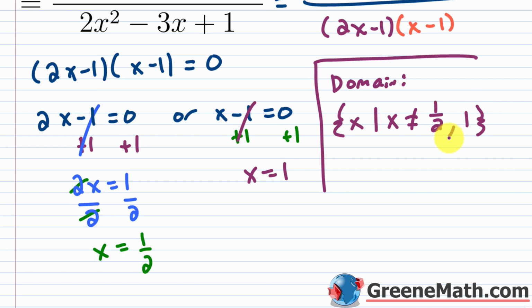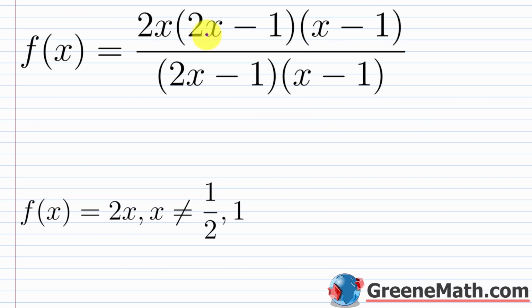So those two values would make the denominator 0. Now, when you go through and cancel, in other words, if you cancel this with this and this with this, you end up with f of x equals 2x. So the domain for this guy is all real numbers, but again, you've got to carry those restrictions over. So I'm going to say this is f of x equals 2x, but for x is not equal to 1 half, and then also 1.